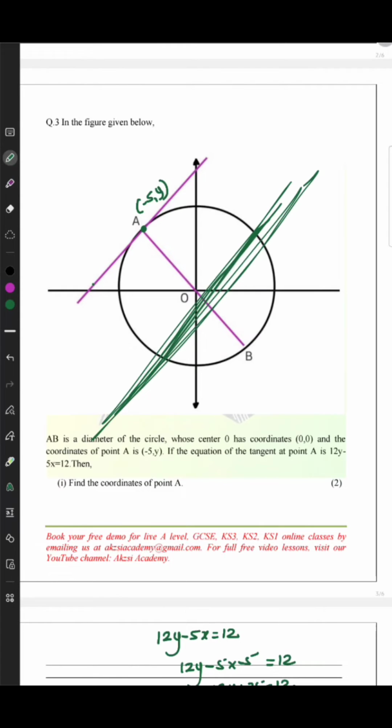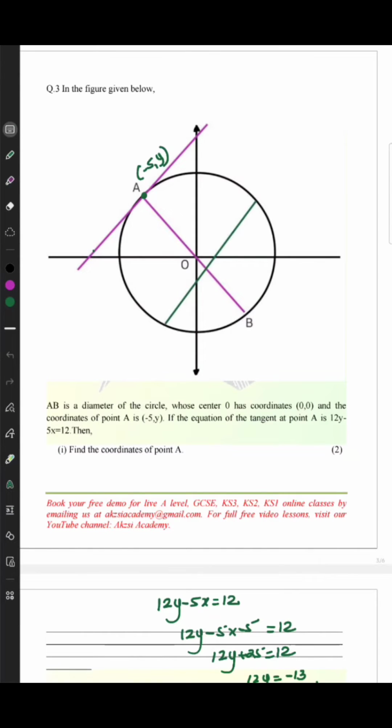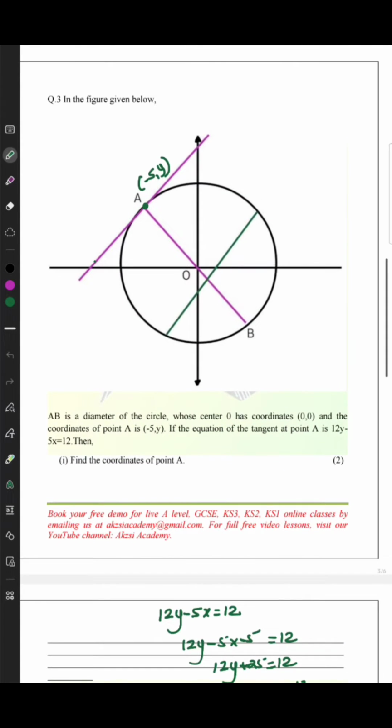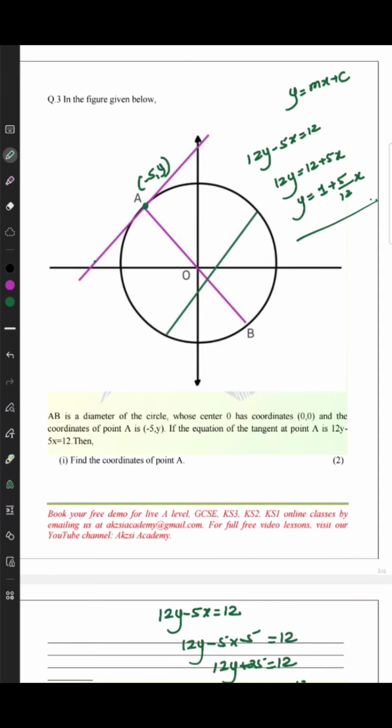So first thing that you should understand is that if two lines are parallel, they should have the same gradient. So let me find the gradient of this given equation. Let me go step by step. The equation of this tangent is 12y - 5x = 12, and let me rearrange it into y = mx + c. It's 12 + 5x, and divide both sides by 12. So y = 12/12, which is 1, plus 5/12 x. We got to know that the gradient of this line is 5/12.